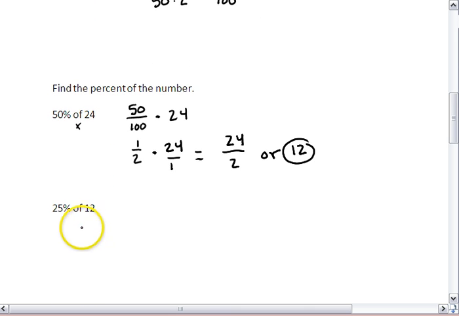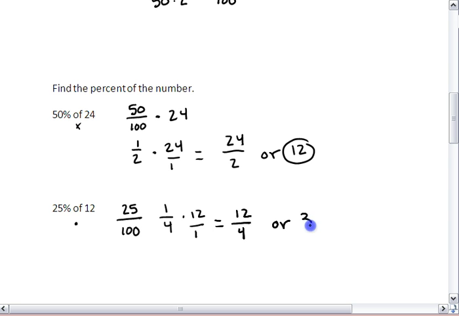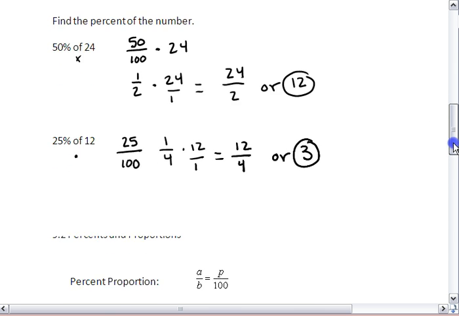Again, if I translate this, 25% of 12 is like 25 over 100 times 12. First, I need to convert my percent into a fraction. So 25 over 100. Again, if you look at this, 25 over 100 is 1/4, if I simplify it, times 12. Okay, let's multiply across. 1 times 12 equals 12. 4 times 1 is 4, which means that this is 3. So 25% of 12, or 1/4 of 12, is 3. So that's how I can go about finding the percent of a number.